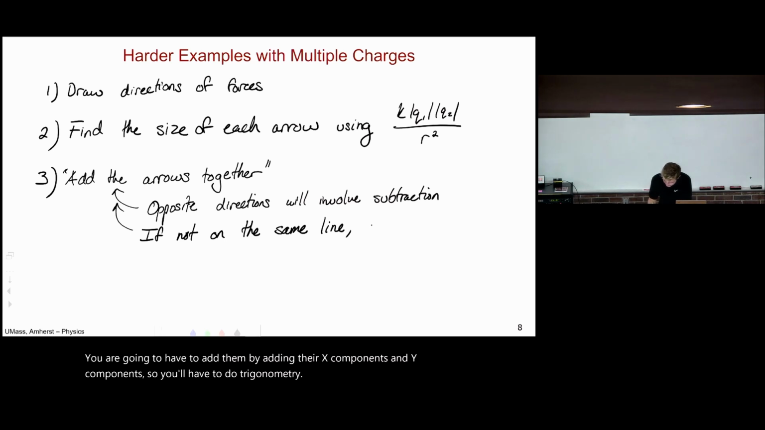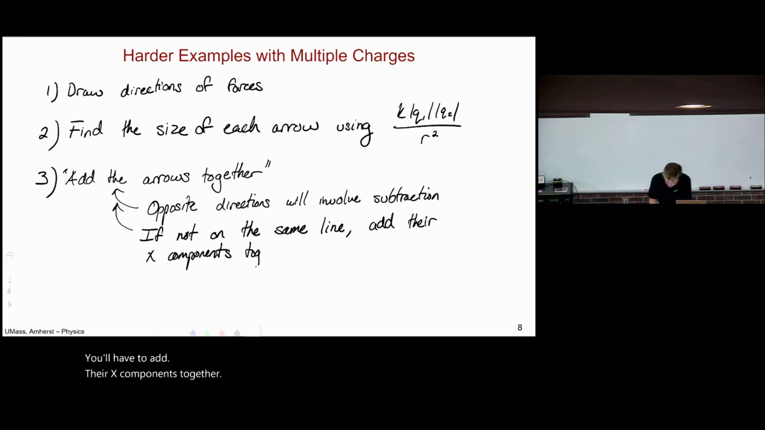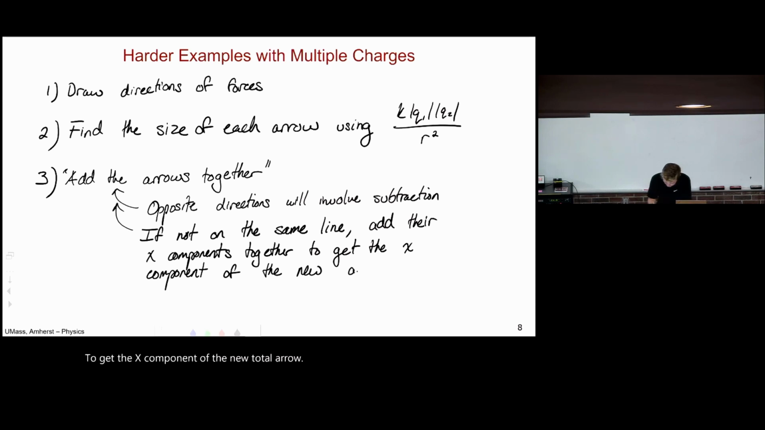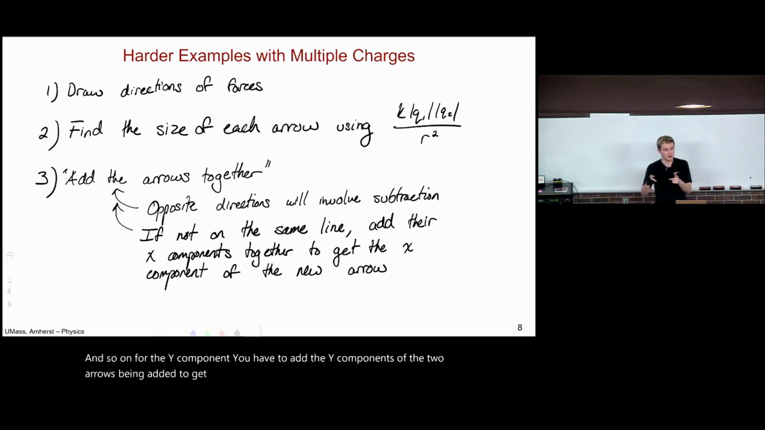So again, if they're not on the same line, you'll have to add their x components together to get the x component of the new total arrow. And so on for the y component. You have to add the y components of the two arrows being added to get the y component of the new arrow.